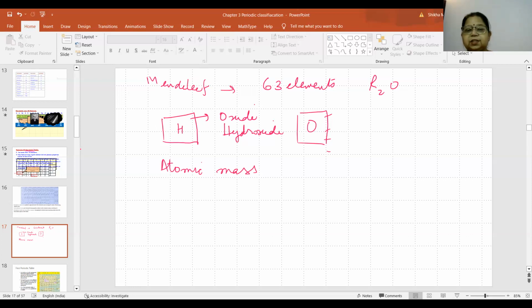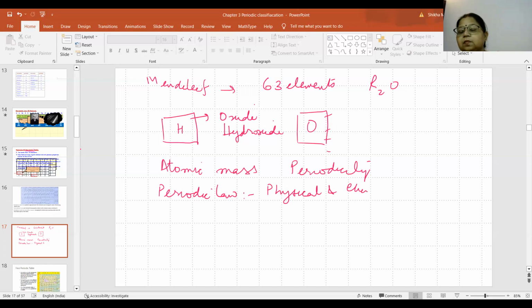So he noticed, therefore, the keyword here is periodicity. He noticed the periodicity in the properties of the elements. That is, the properties are repeated after a certain time interval. So on this basis, he gave his periodic law. What was that? According to his law, the physical and chemical properties of elements are the periodic function of their atomic masses.